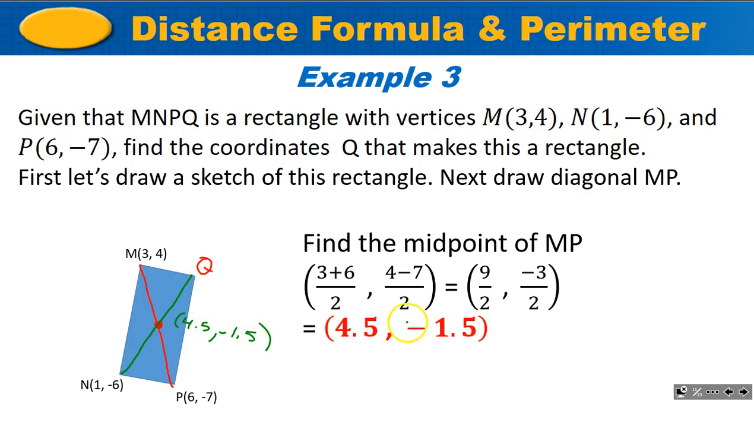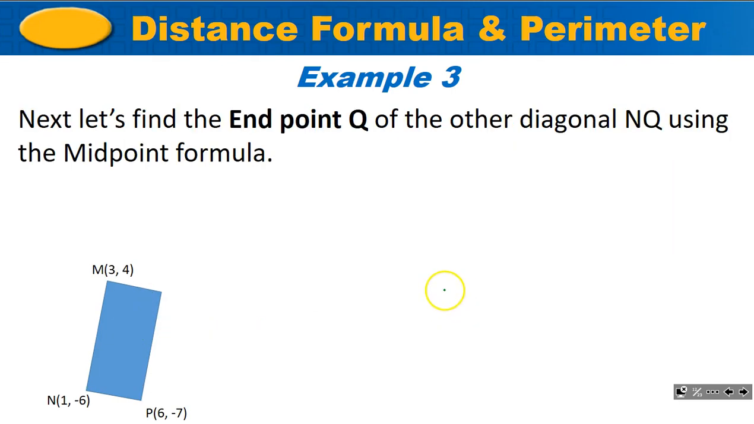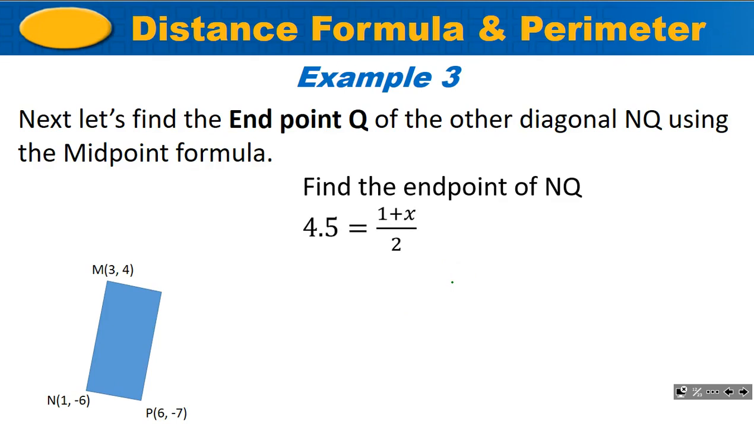Now I have an endpoint and a midpoint, and this goes back to the lesson that we did on Friday. So now we're going to plug those values in. We have the endpoint, and we're going to find the endpoint of NQ. So here's the x value of our midpoint, and that's the x value of N. Multiply both sides by 2. We're going to subtract the 1. So our x value here is 8.